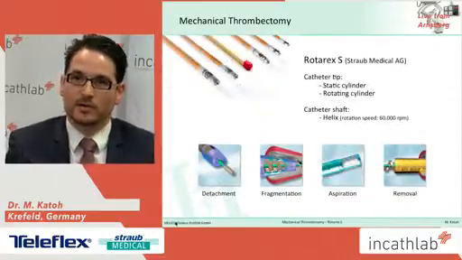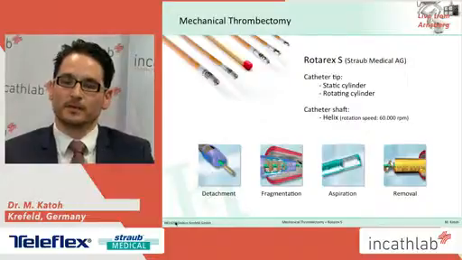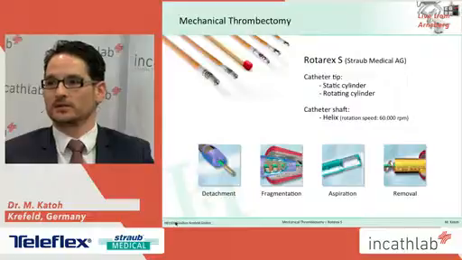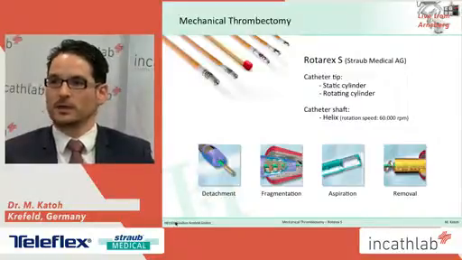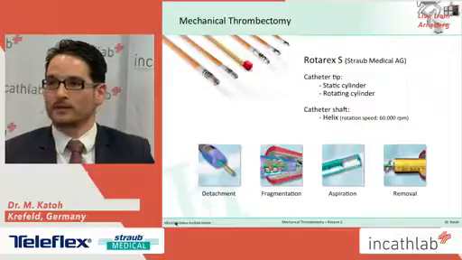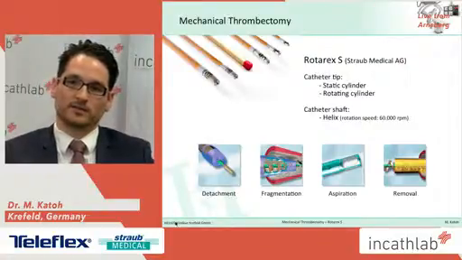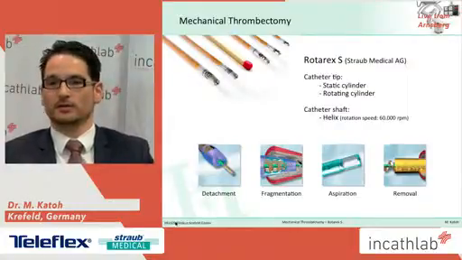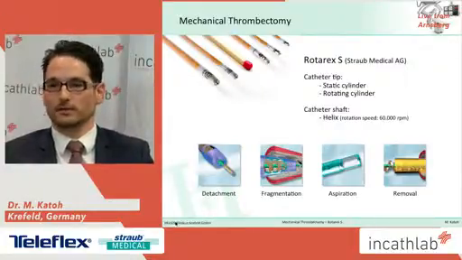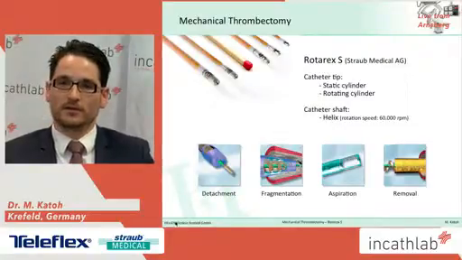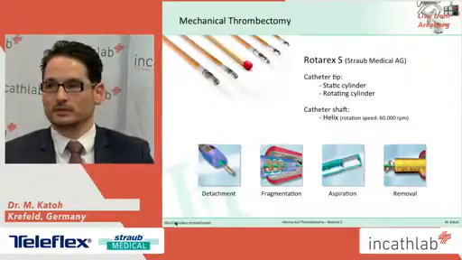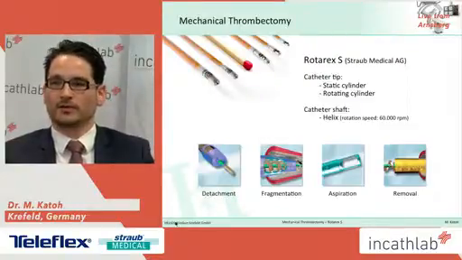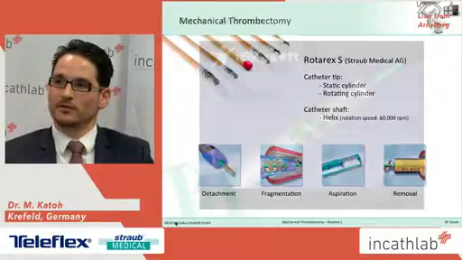The catheter tip consists of two cylinders. One is a static cylinder and an outer rotating cylinder which is connected to a helix which runs through the catheter with a rotation speed of approximately 60,000 rotations per minute. This device includes 4 functions in one, namely detachment, fragmentation, aspiration, and also removal of the thrombotic material. I want to illustrate the function in a short animation.